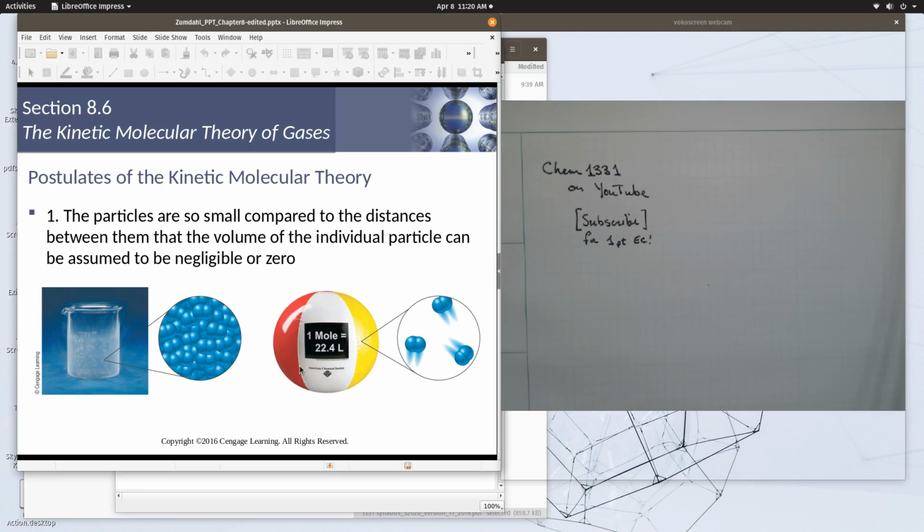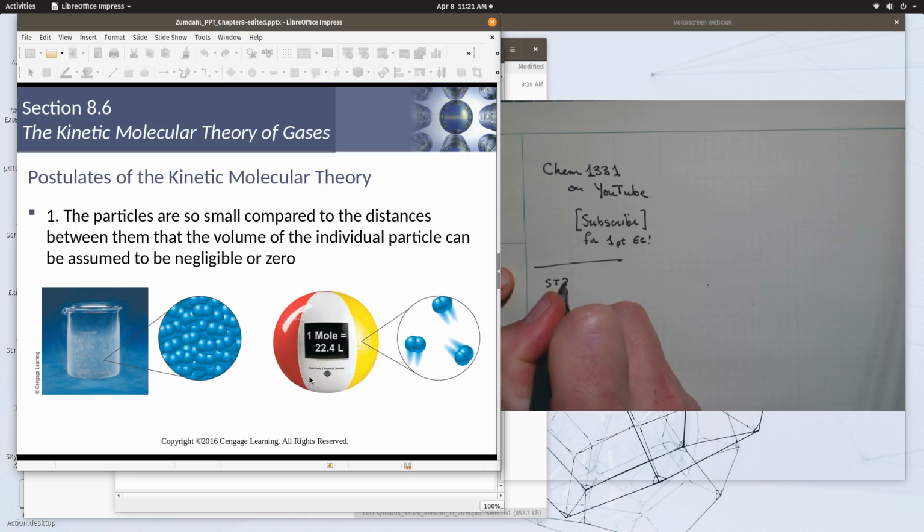Okay, so this number, 22.4 liters, is important, and it's also important to understand that it is at the standard temperature and pressure condition. Remember, standard temperature and pressure, STP.